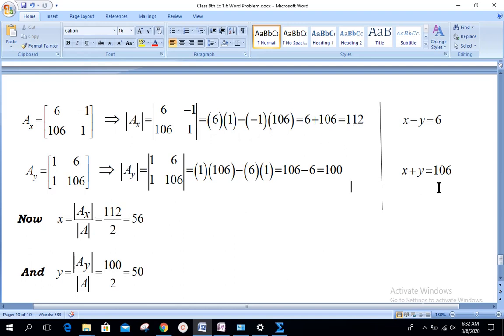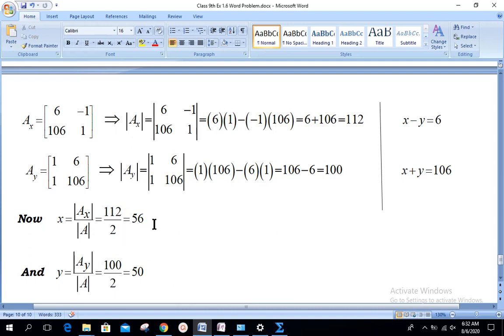Likewise, now the 6, 106 column will take the place of the second column entries. My AY matrix is 1, 1, 6, 106 column wise, and applying the determinant on the same pattern: first place multiply by fourth place, that is principal diagonal entries multiplying first, in between minus, then secondary diagonal place entries later, 6 into 1. Simplification gives me 100. Applying the formula, x is equal to AX determinant over A determinant, that is 112 divided by 2 gives us 56.